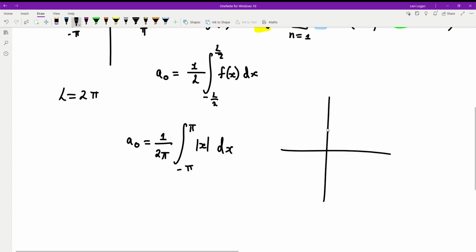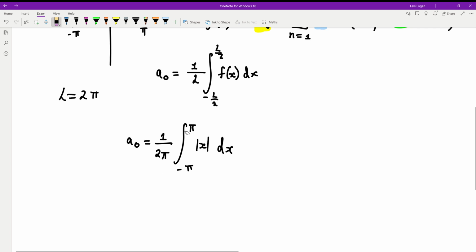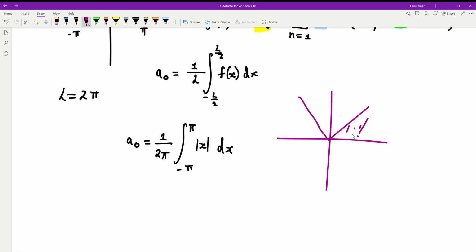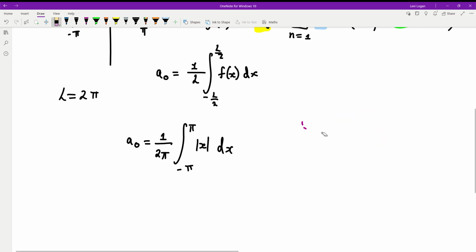What that means is this side's outputs are the same as this side's outputs. Since it's an even function being integrated over symmetrical bounds, this area here is exactly the same as this area here on this interval. So if we just work out one of these areas and times it by 2, you get that exact area, okay? So this integral here can be changed.